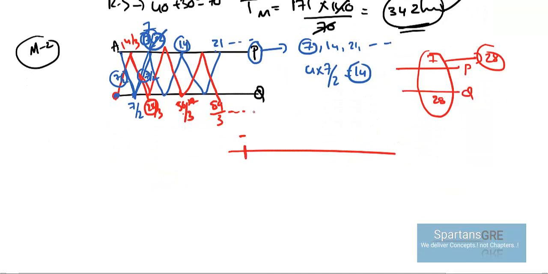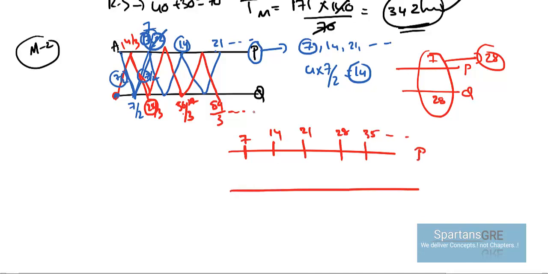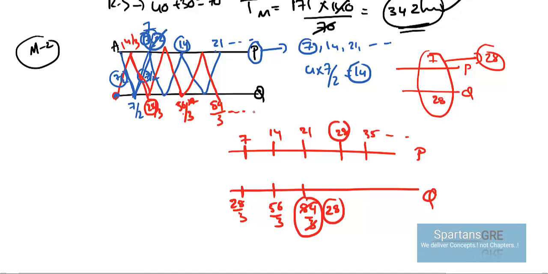For P, it will be 7, 14, 21, 28, 35 and so on. For Q, this will be 28 by 3, 56 by 3 and 84 by 3. If you see this 84 by 3, this is nothing but 28, right? So here the common point is 28.